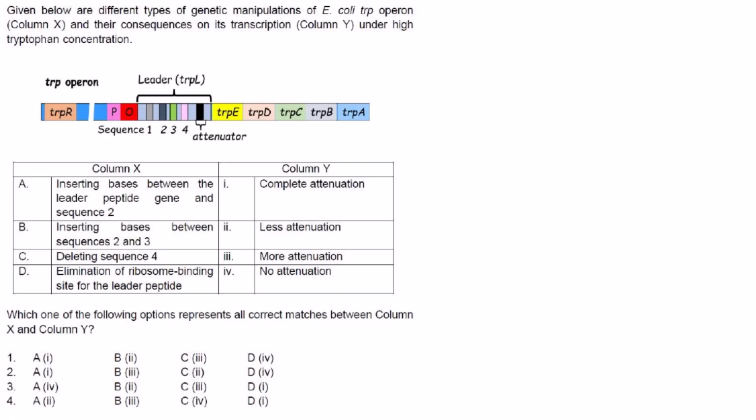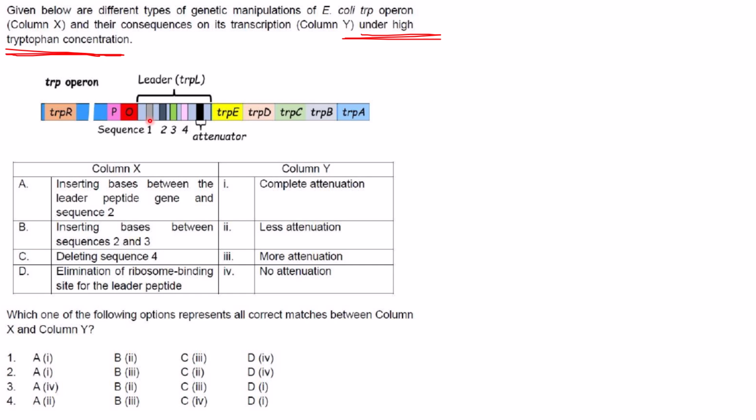Then the next one. This is with regards to attenuation. Given below are different types of genetic manipulations of the E. coli tryptophan operon. That is column X. So column X is manipulating the E. coli tryptophan operon. Various manipulations they have done here, and there are consequences on its transcription. What will happen to transcription is given in column Y under high tryptophan concentration. That is the highlight. They have not told regarding low tryptophan concentration. So these are taking place under high tryptophan concentration.